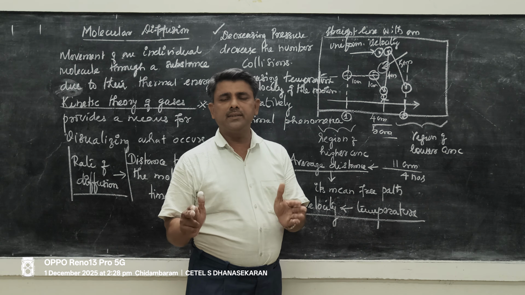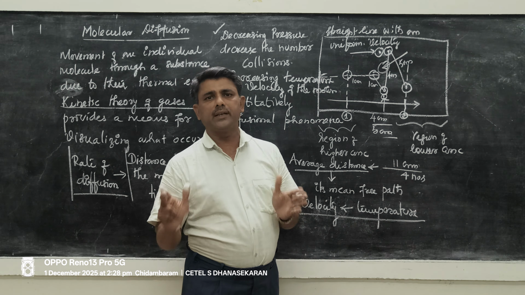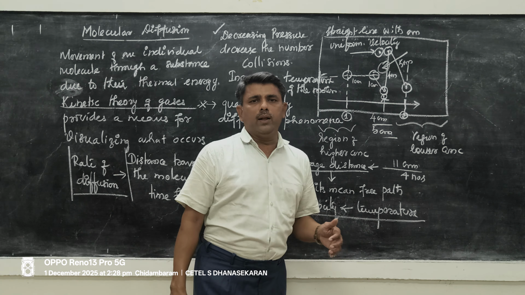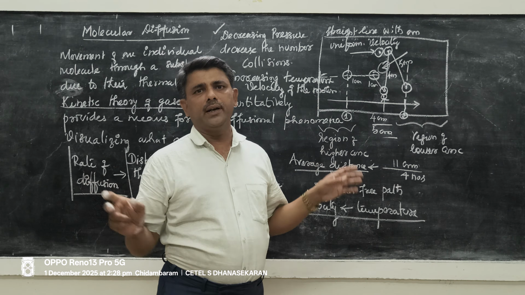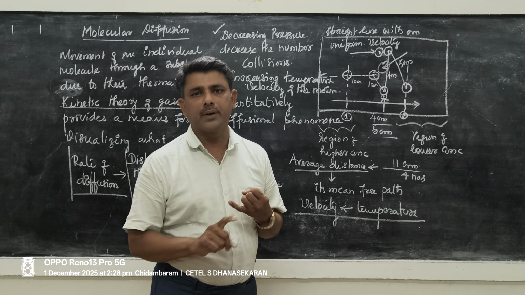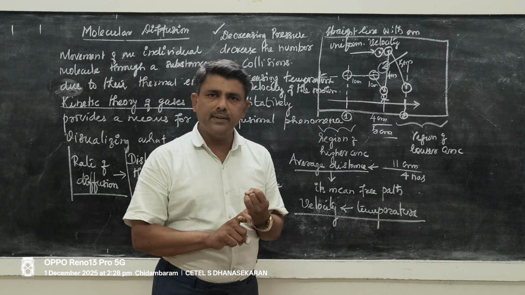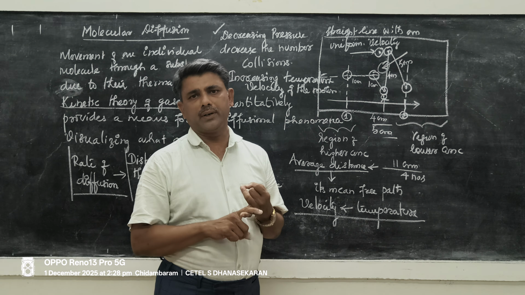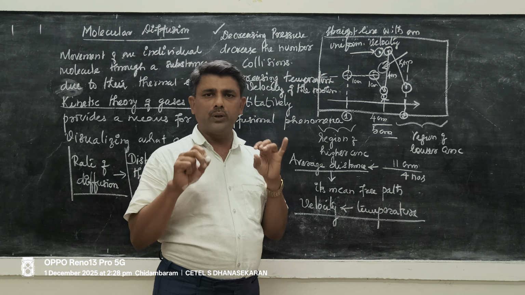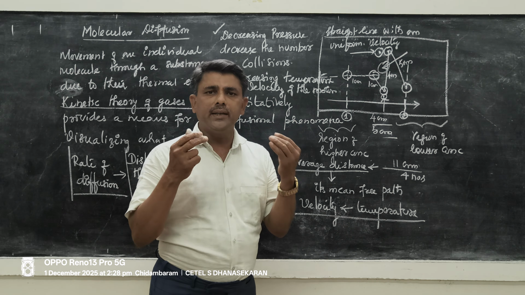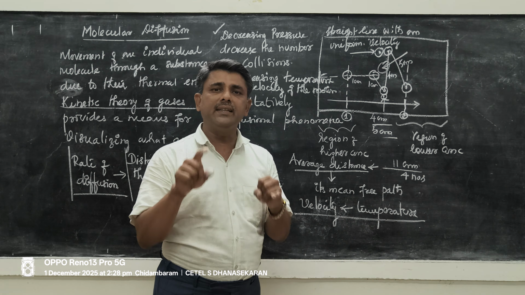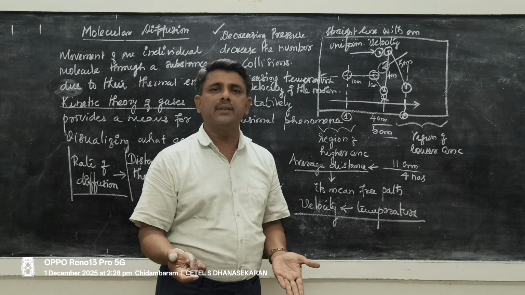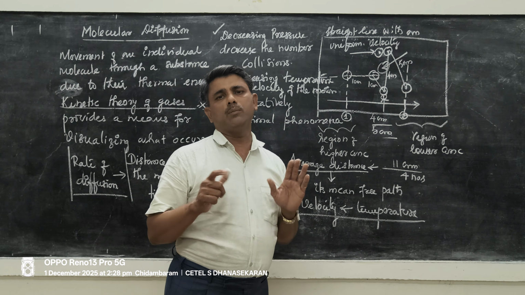What about the distance travelled in one direction alone in a given time? That is called the rate of diffusion. Rate of diffusion depends on temperature and pressure. You can increase the rate of diffusion by decreasing the pressure. Decreasing pressure causes a decrease in the number of collisions. You can increase the rate of diffusion with increasing temperature. Increasing temperature increases the velocity of the molecule.